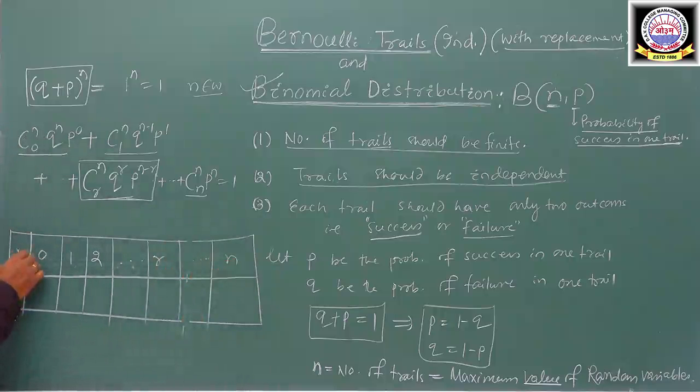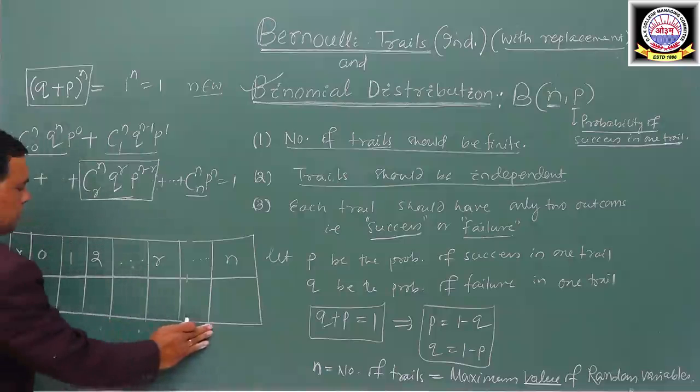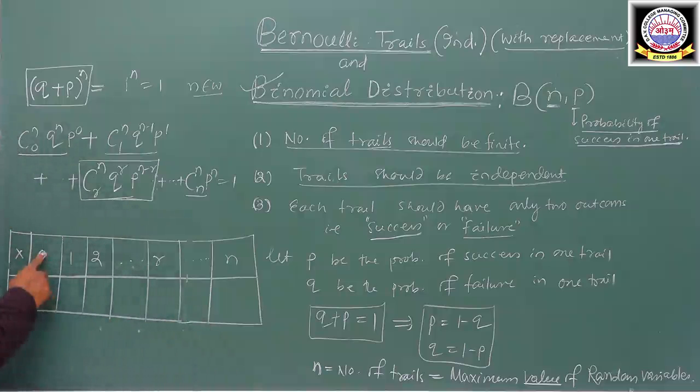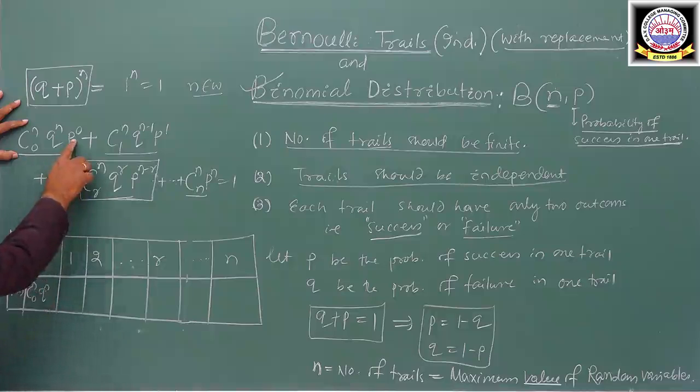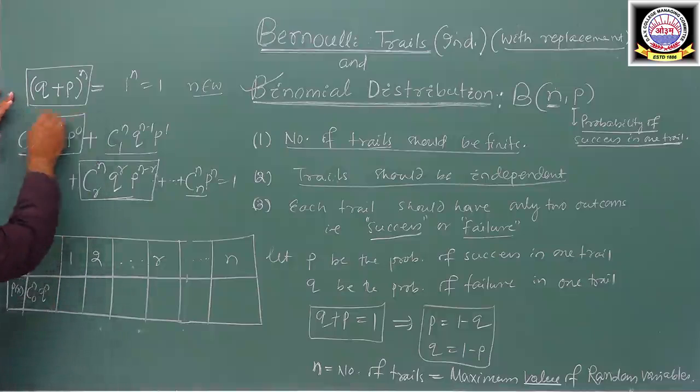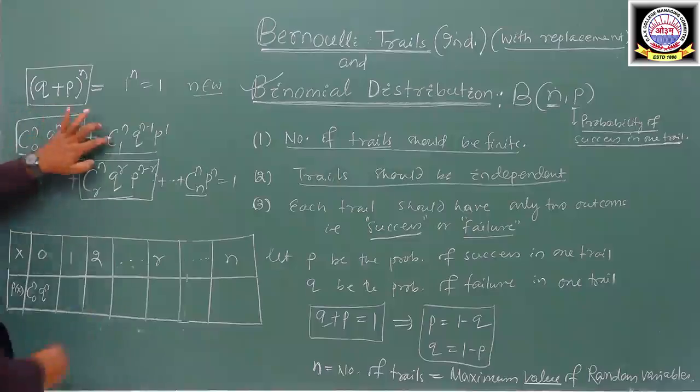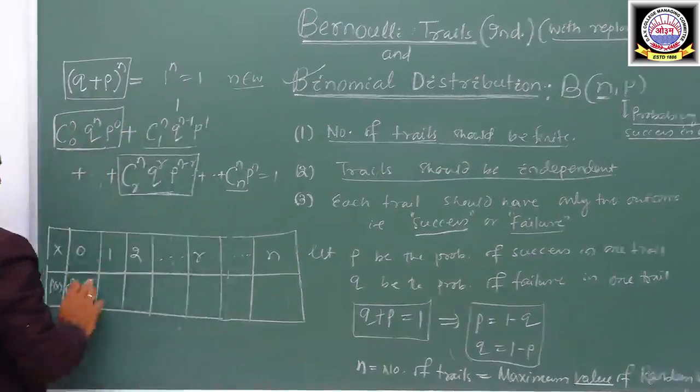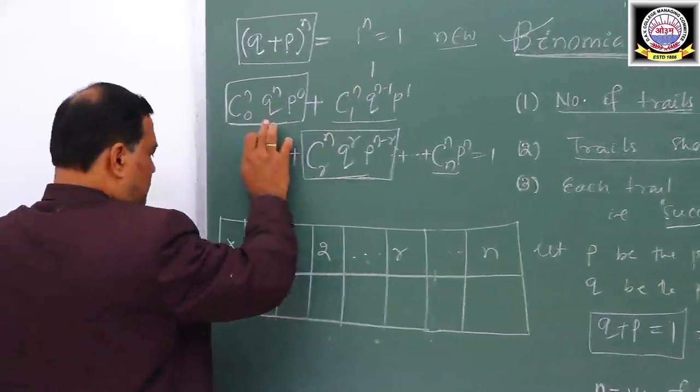This is the value of random variable. These are the values of random variable. Now all of you look at this: nC0, its formula is nC0 q to the power n and p to the power 0, which is equal to 1. This is the first term. This is the second term.